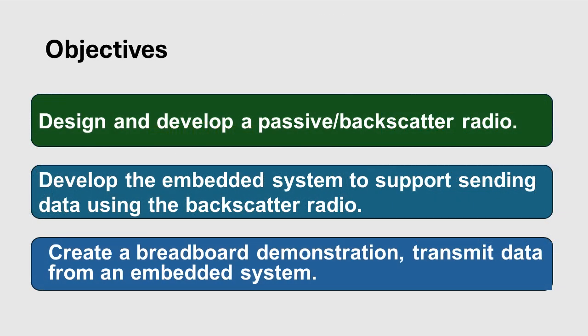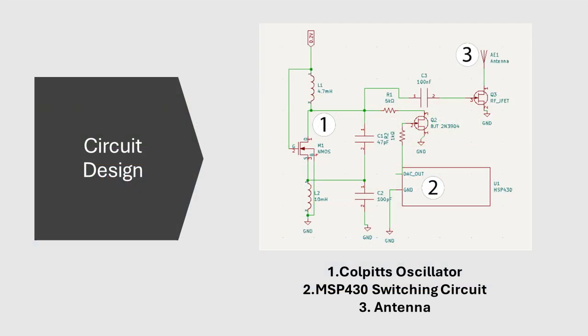Our objectives for this project are to design and develop a passive backscatter radio, develop the embedded system to support sending data using the backscatter radio, and to create a breadboard demonstration transmitting from an embedded system. For the first objective, we designed a backscatter radio.